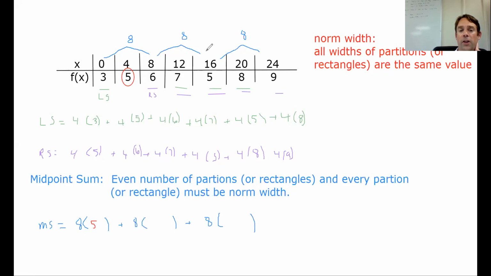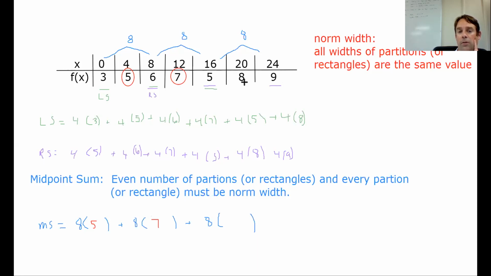So let's look at the next partition. Why don't you pause the video here and see if you can figure out what would be the y value for the next partition. All right, let's see how you did. So here's my left sum for the second partition. Here's my right sum for the second partition. So the midpoint sum would be the number in the middle. And one more time. Here's my left sum for this last partition. Here's my right sum for the last partition. So therefore, the midpoint sum would be the number in the middle.